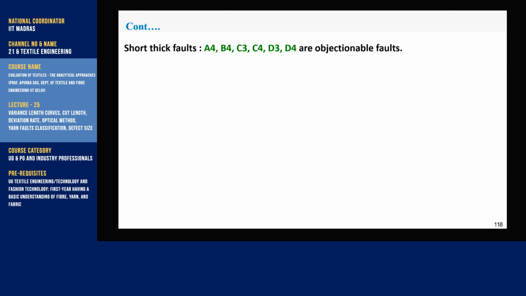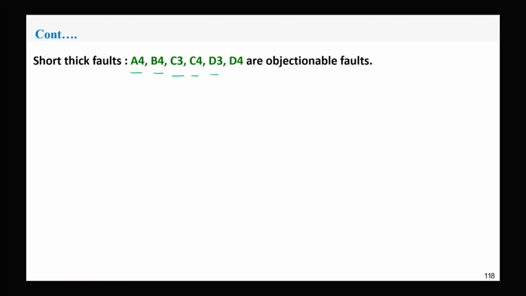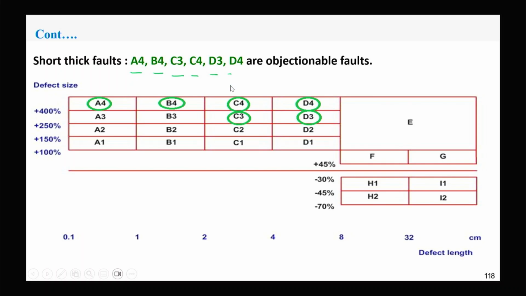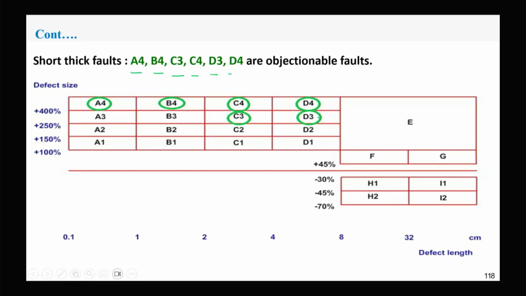Now the short thick faults are A4, B4, C3, C4, D3, D4. These all are objectionable faults. These faults should be removed from the yarn. Although the frequency of the very thick faults is definitely lower, we have to stop the machine, cut the portion and remove it.